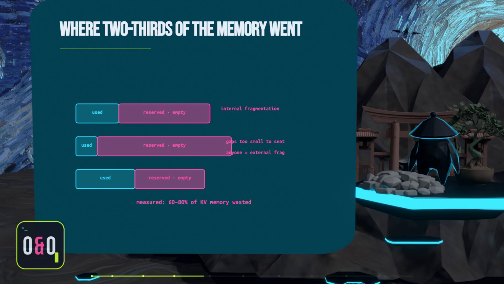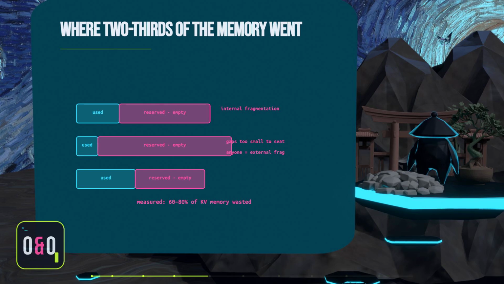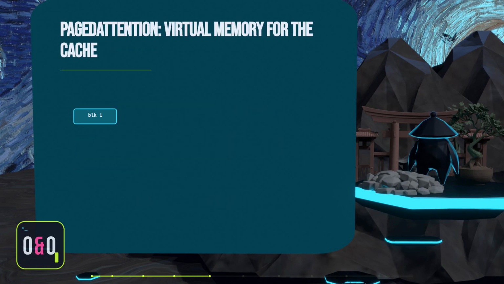If this problem feels familiar, it should. Every operating system faced exactly this in the 1960s, when programs demanded contiguous physical memory. What did OS designers do about it? The operating system's answer was virtual memory.